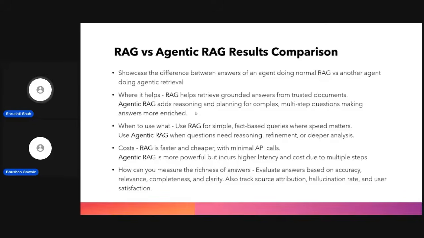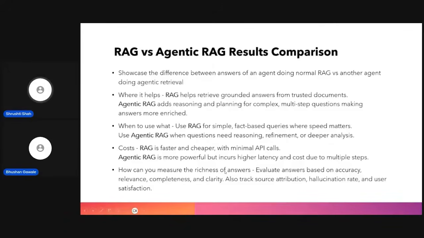Cost, of course: RAG is faster and cheaper with minimal API calls, while Agentic RAG, as we already saw, breaks down into multiple sub-queries, and it uses an LLM to do that. So the cost is a little bit higher and it is more powerful, but it incurs higher latency given there are multiple steps involved. It might take a few more seconds, but not a lot more time.